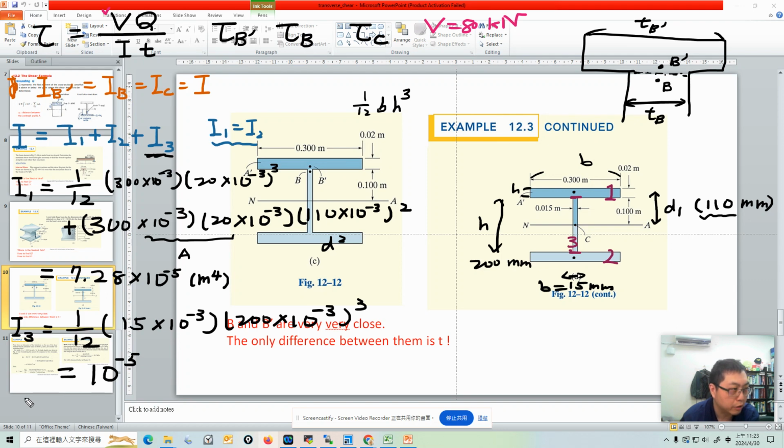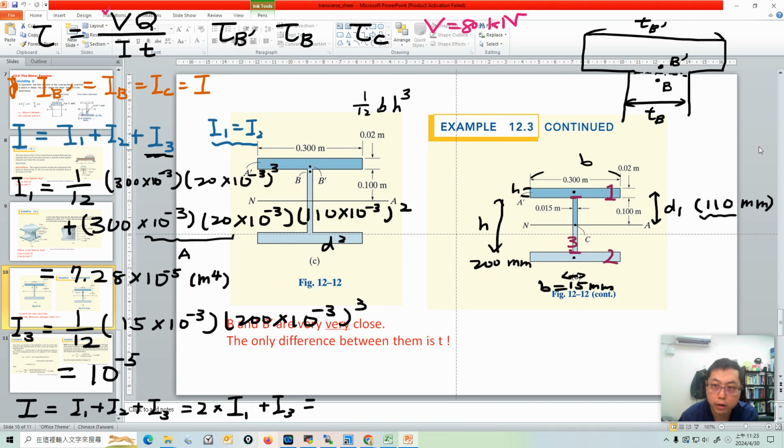So what is I? Okay, I is equal to I1 plus I2 plus I3. Actually, it's 2 times I1 plus I3. So what's your final answer here? The final answer should be 15.56 times 10 to the power minus 5. So I is 15.56 times 10 to the power minus 5, and its unit is m4. Okay, that's the moment of inertia of this cross-section area.